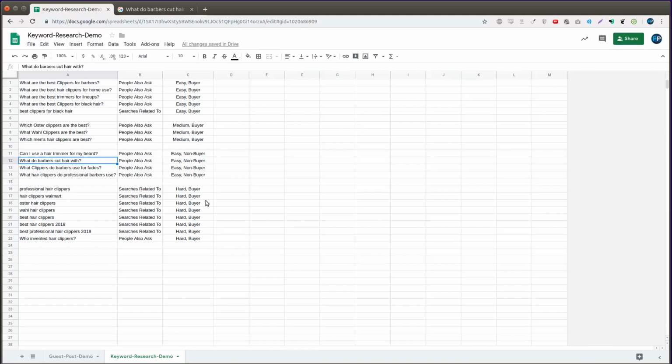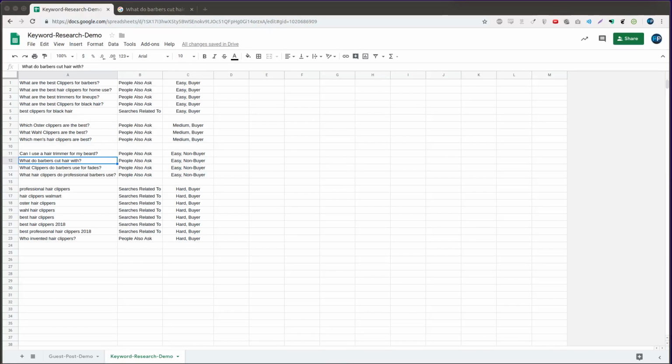Now, the important question you have to ask yourself is, well, what is the return on investment? How many people are actually searching for these things? You might have a buyer keyword, but it only gets 10 searches a year. That might not actually be very profitable. So the next thing we want to do is figure out what the actual search volume is.